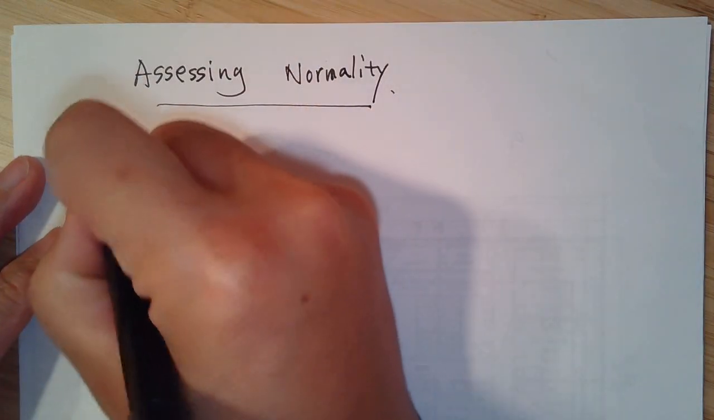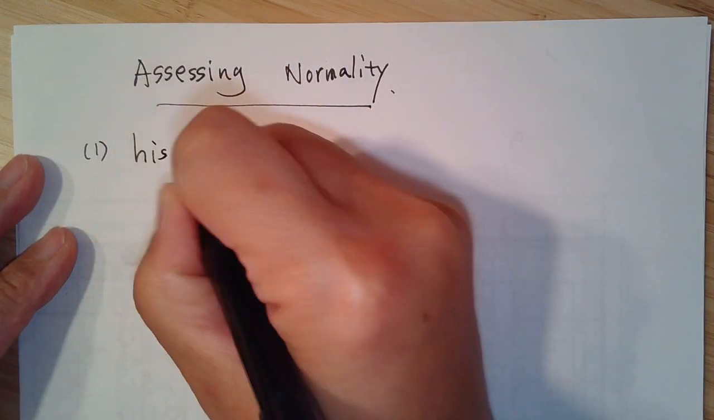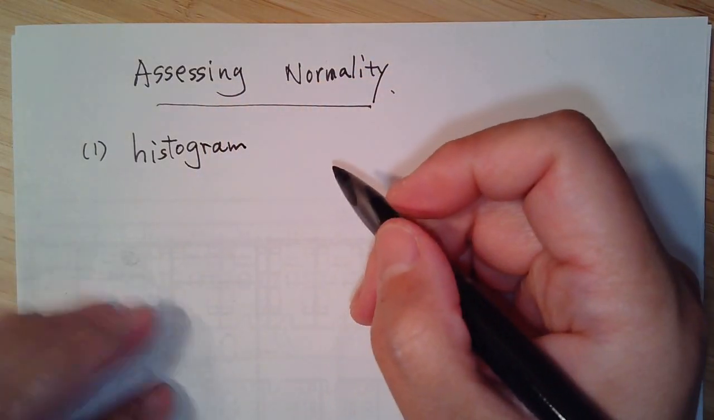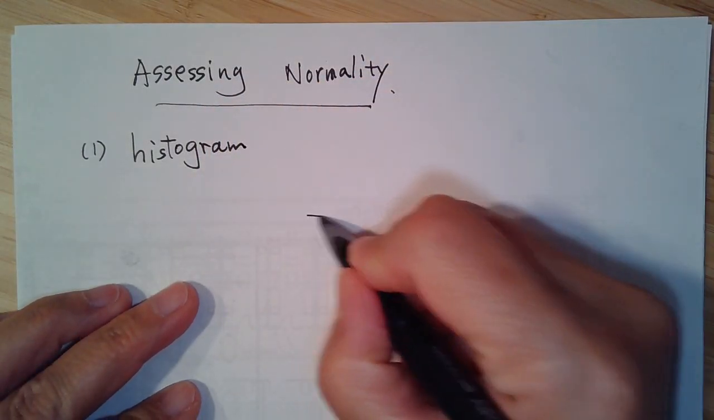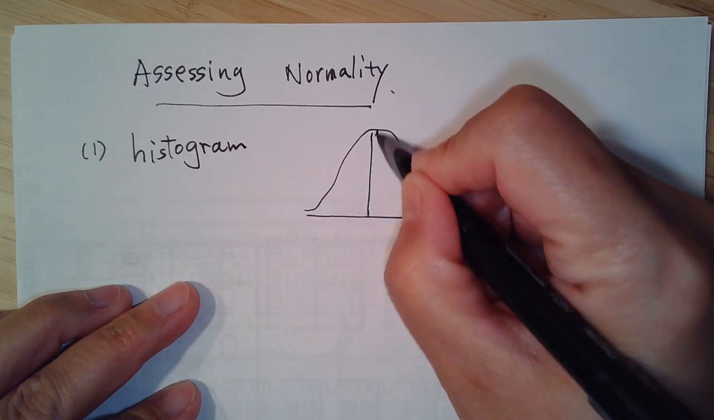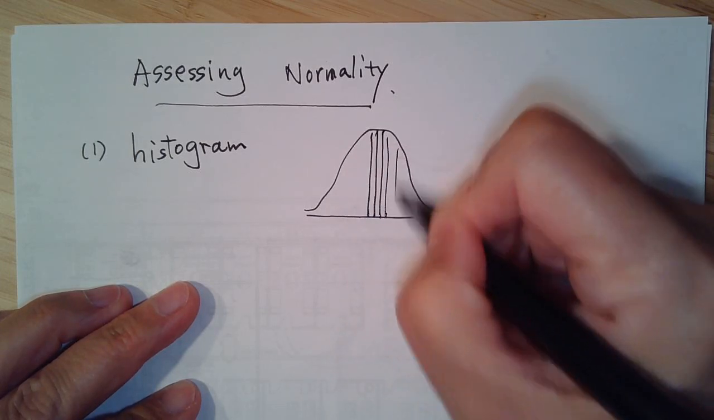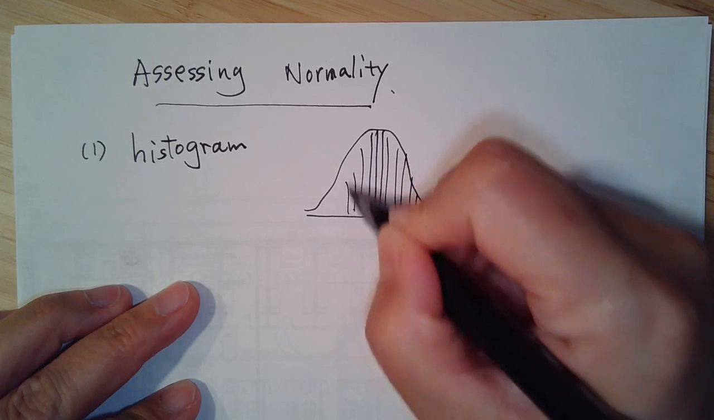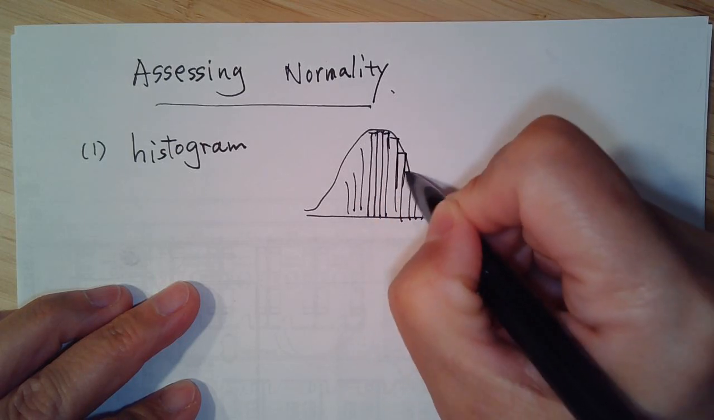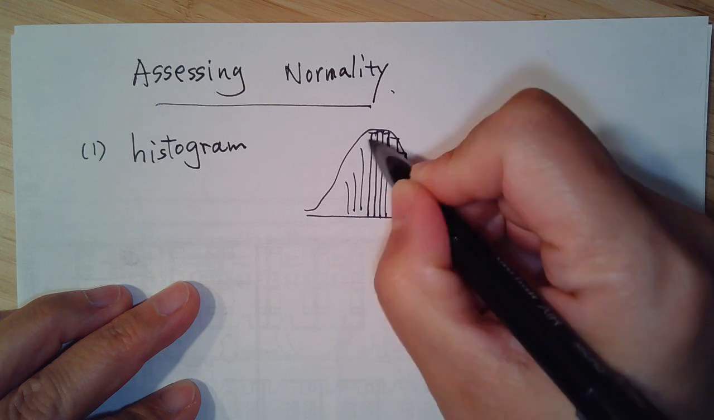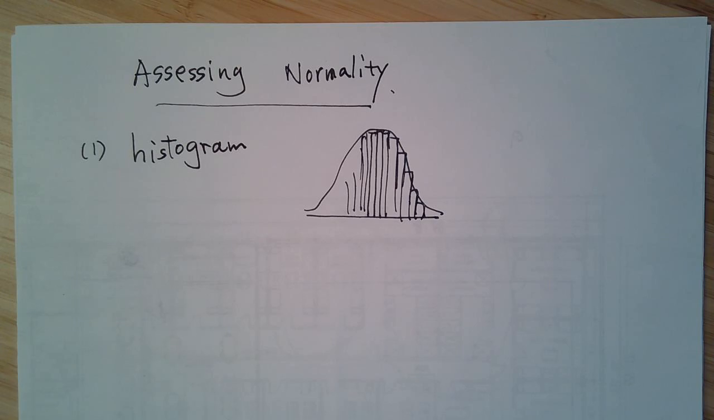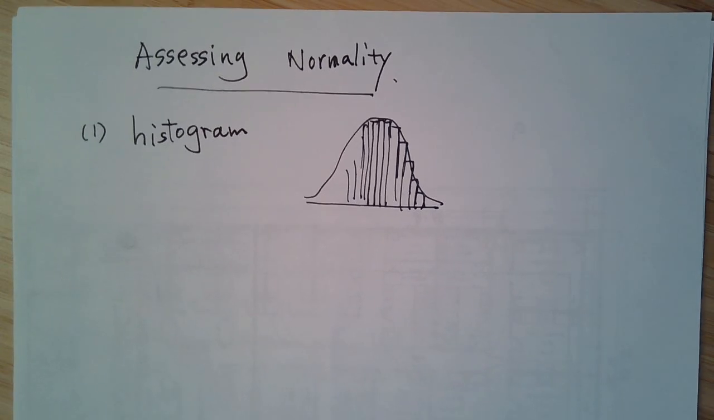The first one is always, right, the histogram. If you have the data set, you draw a histogram, and then the histogram looks like a bell shape. Of course, there are all the bars here, all the vertical things like that. If you have something that looks like this, then you're going to be pretty happy and say, hey, it looks like a normal distribution. Okay, so that's the first method. That's the easy way, something you can do.